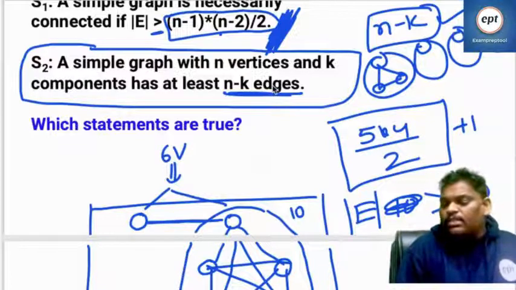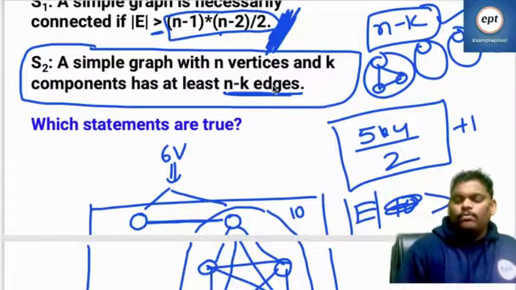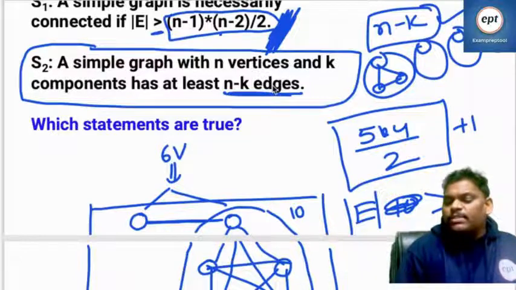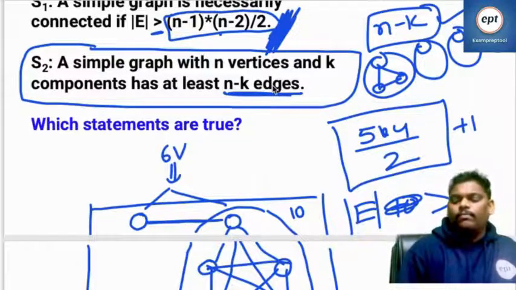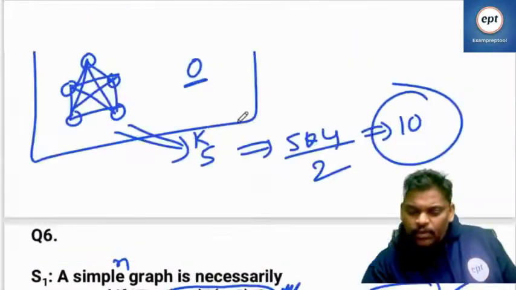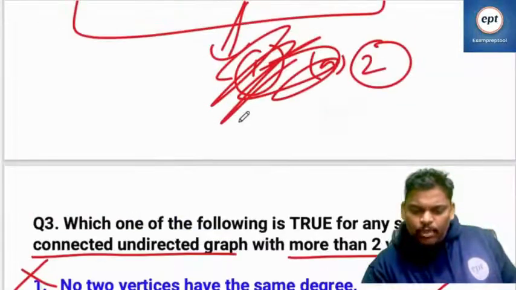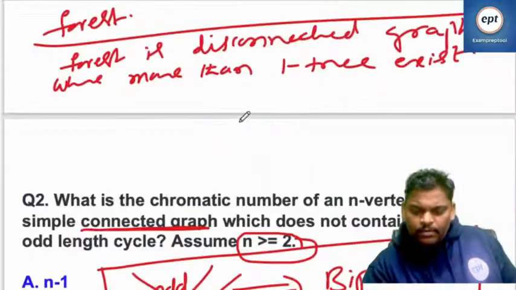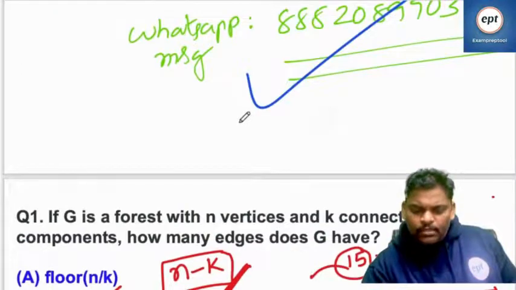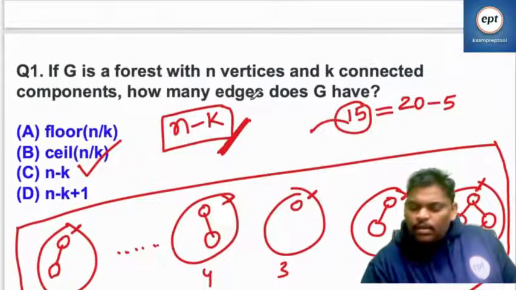If we say at least, that is wrong. Because it is a simple graph, it is not a forest. Can you go back to the previous one? I think the first problem maybe, let me read it. Listen, because it is a forest.